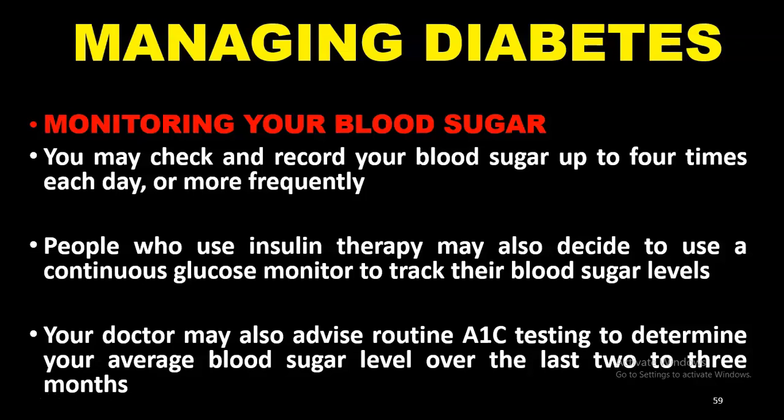Your doctor may also advise routine A1C testing to determine your average blood sugar level over the last 2 to 3 months in addition to daily blood sugar monitoring. A1C testing provides a more comprehensive picture of the effectiveness of your diabetes treatment regimen than repeated daily blood sugar checks. A higher A1C level could indicate that you need to adjust your oral medication, insulin regimen, or diet.